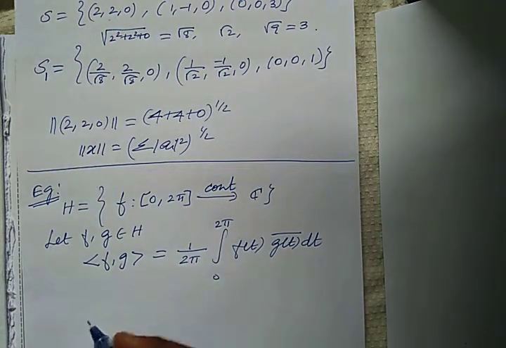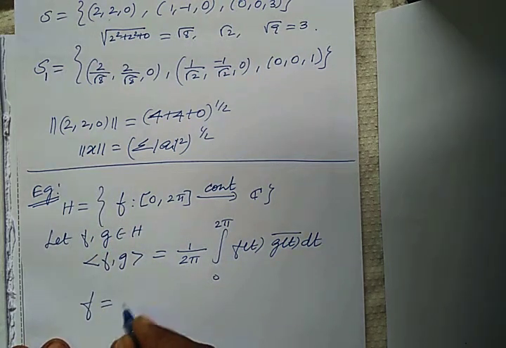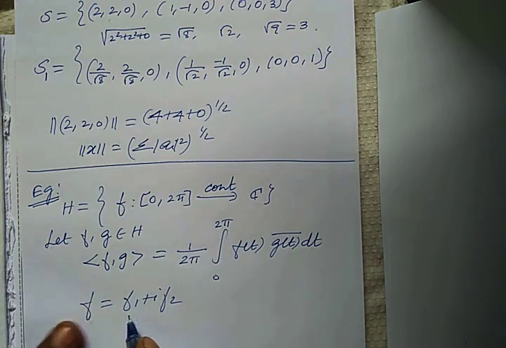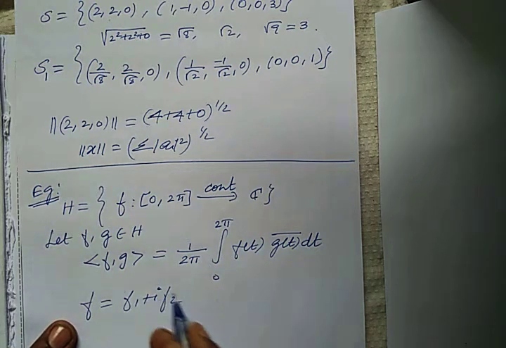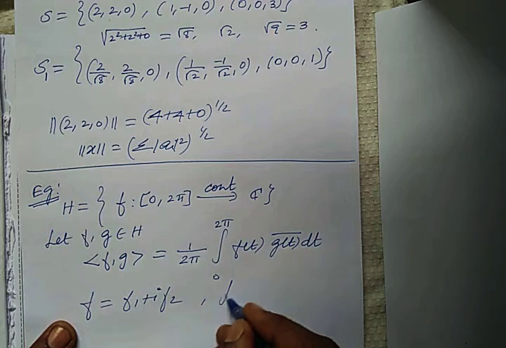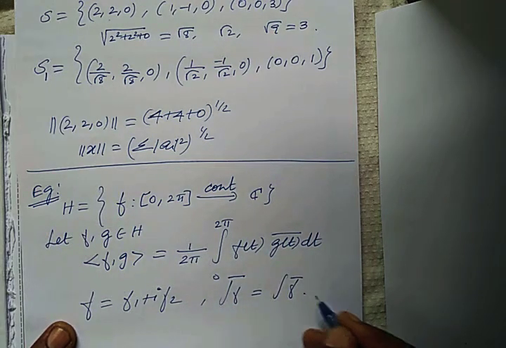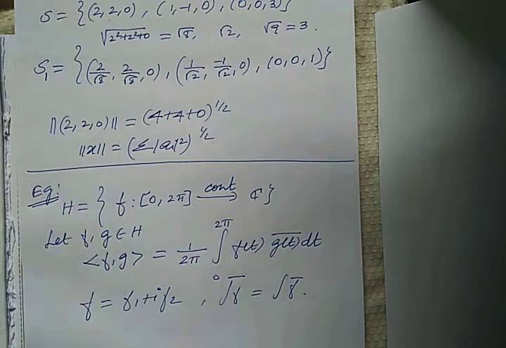We shall see later. It's a complex valued function f, so f can be written as f1 plus i f2, where f1 is the real part of f and f2 is the imaginary part of f. Similarly, note that the integral of f whole bar is equal to the integral of f bar. Try to prove yourself that this is an inner product.